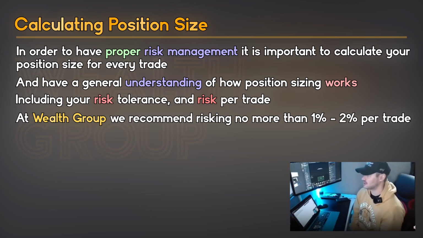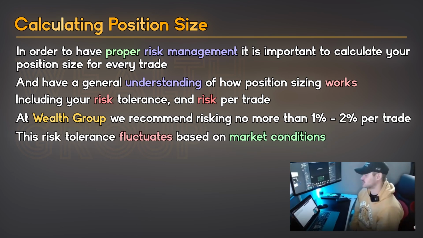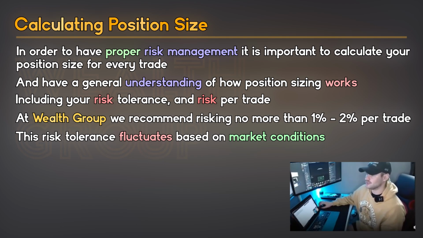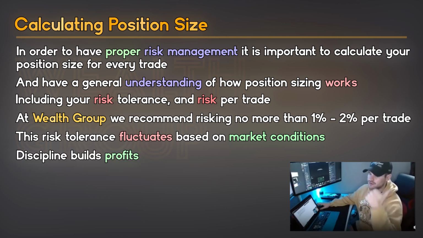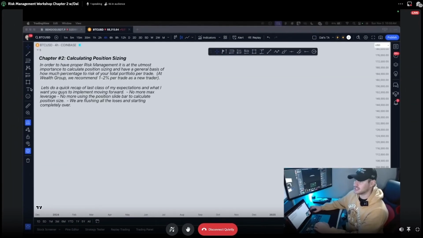In a lot of market conditions, my risk fluctuates from even 0.5% to 0.25% of my total portfolio. In favorable conditions, if you guys are new, I recommend 1 to 2% per trade. No more max leverage. All right, we're cutting that out. No more using the position slide bar to calculate position sizing. Let's get into the position tool.